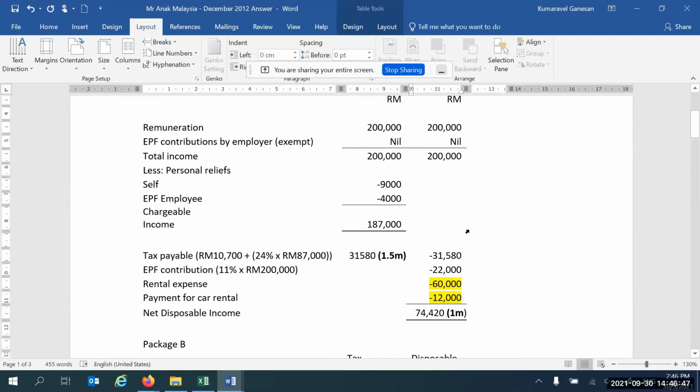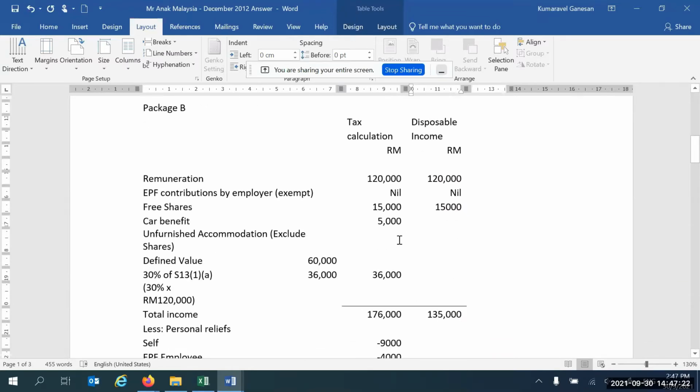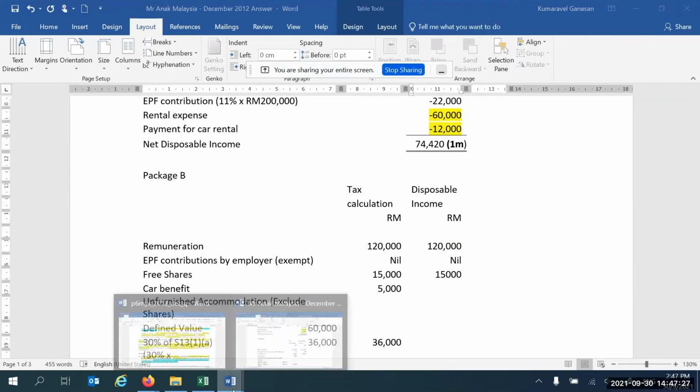The difference is because I don't have to take out money to look for a house and car. What I can do, I'll be only taxed on the value of the house and car. Okay, so tell the differences like that. Okay, and one more difference is that I'll get free shares. Okay, so look at it.